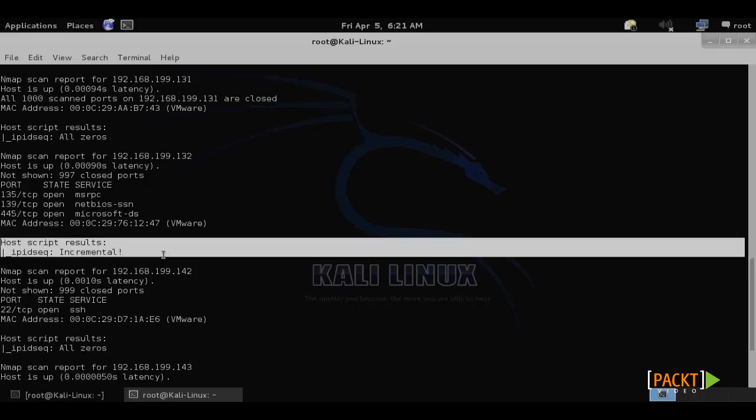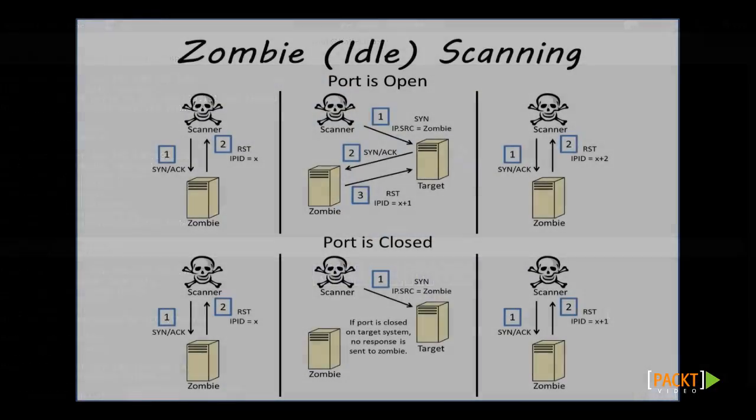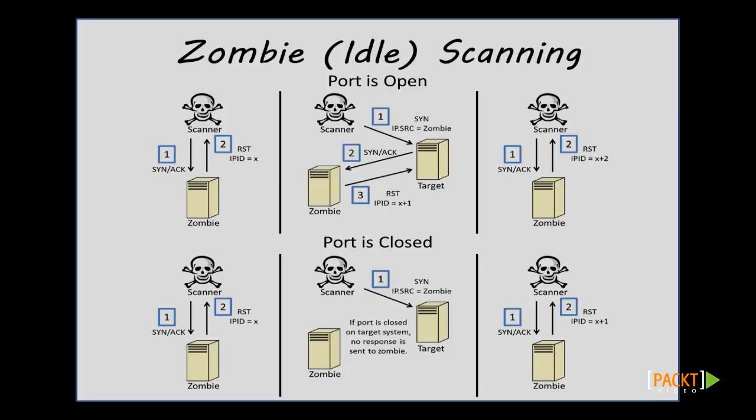So once you've located a system with incremental IP-ID sequencing, you can attempt to perform your zombie scan against any other system on the network. Prior to doing this, I'll discuss how this technique works. Take a look at this diagram. This is the sequence of events that take place for each port that is scanned using the zombie scan. First, we send a SYN/ACK packet to our zombie to record the IP-ID of the RST packet that we receive in response. Now we have a sequence number that we can start from.